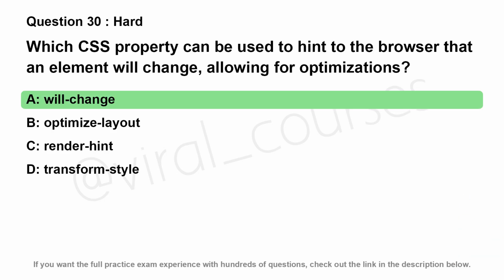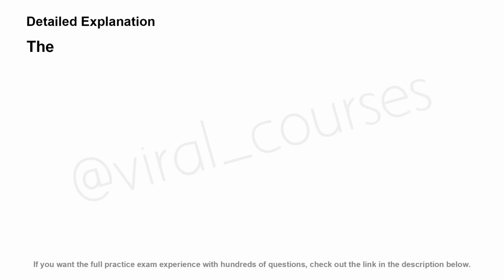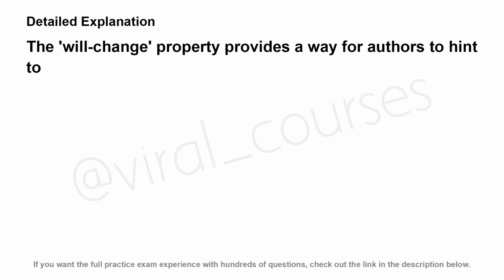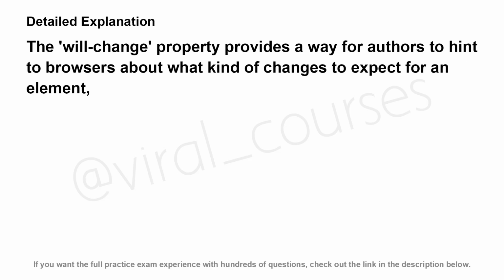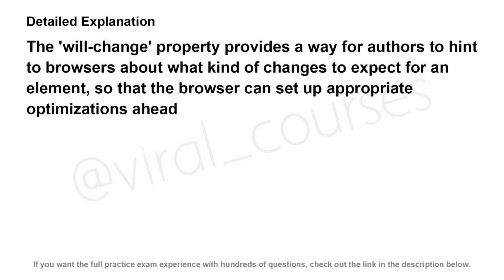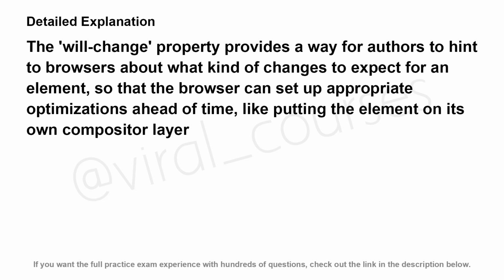The correct answer is A. The will-change property provides a way for authors to hint to browsers about what kind of changes to expect for an element, so that the browser can set up appropriate optimizations ahead of time, like putting the element on its own compositor layer.